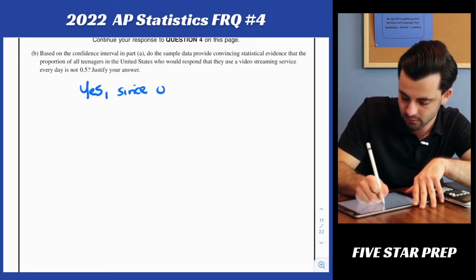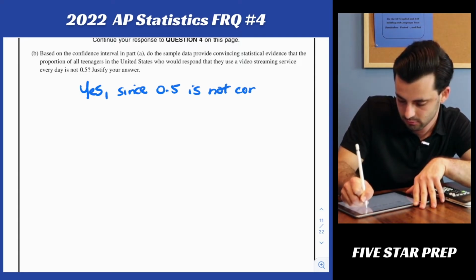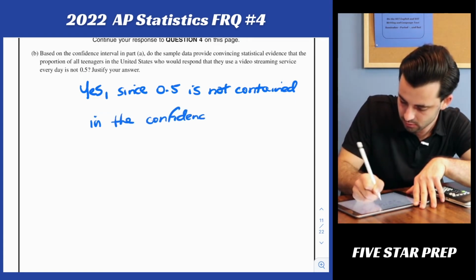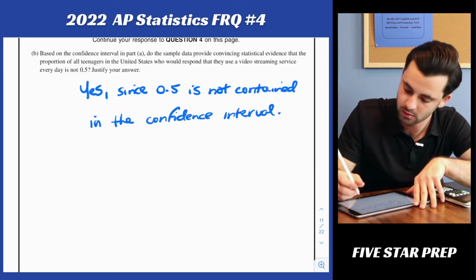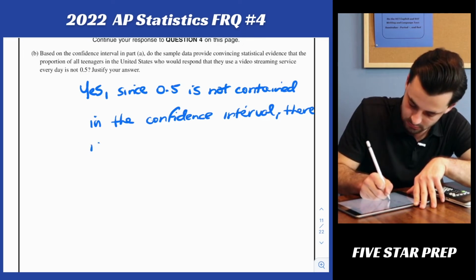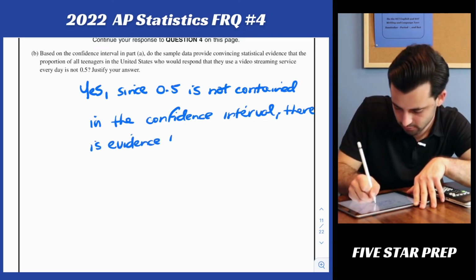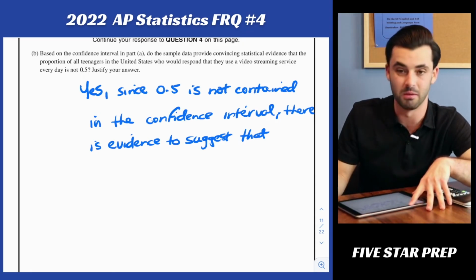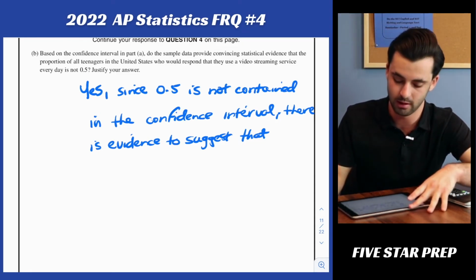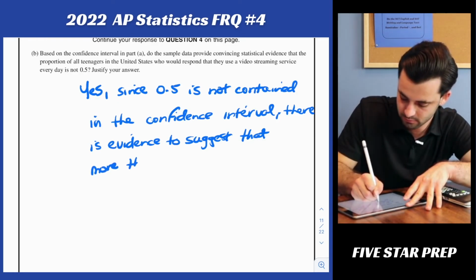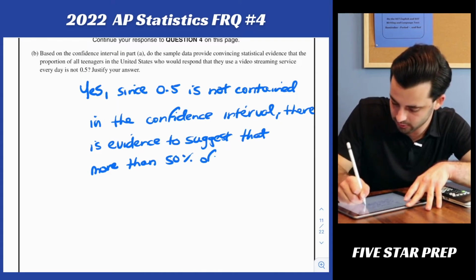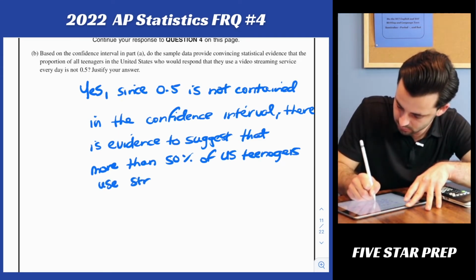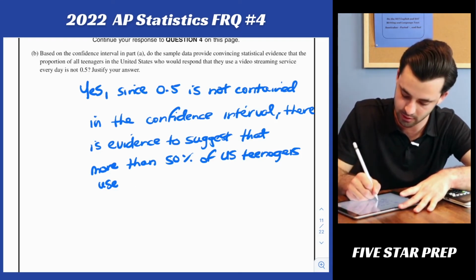Since 0.5 is not contained in the confidence interval, there is evidence to suggest that here, in this case, more, because our confidence interval is above 0.5, that more than 50% of U.S. teenagers use streaming services daily.